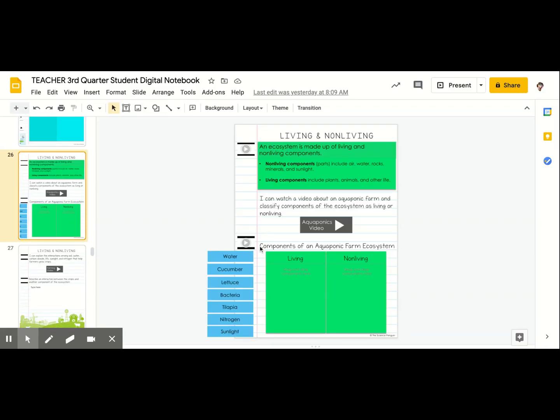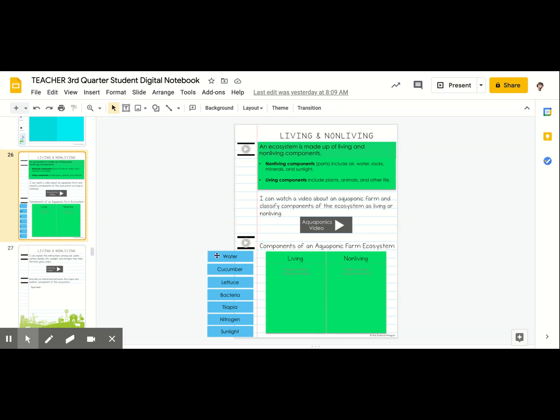All right, so let's talk about the components of that aquaponic farm. So their ecosystem consisted of a couple things. We had water, cucumbers, lettuce, bacteria, tilapia, which was a type of fish, nitrogen, and sunlight. So things that would be considered living or non-living.